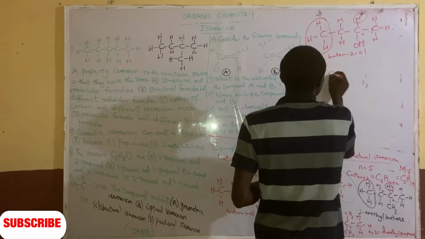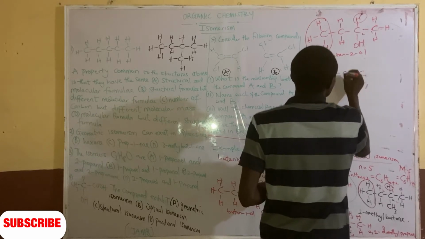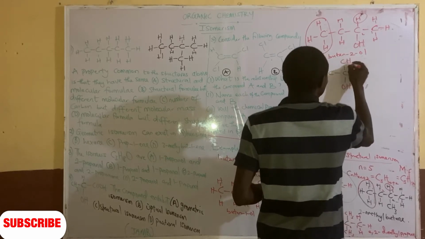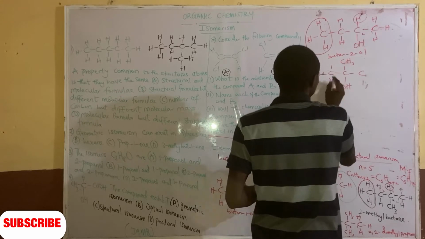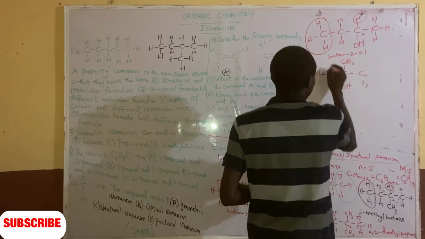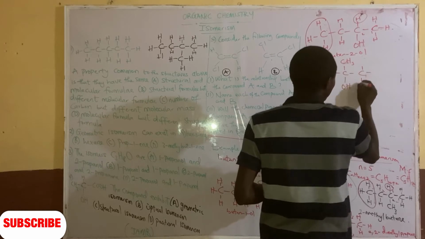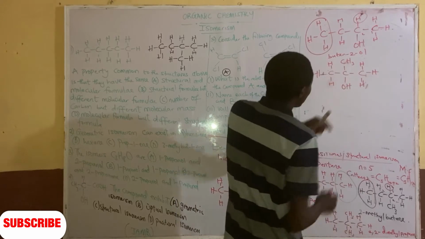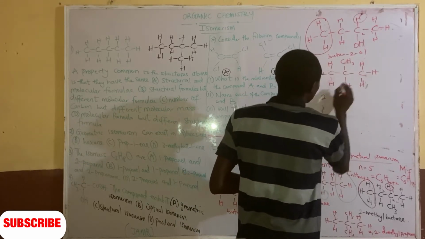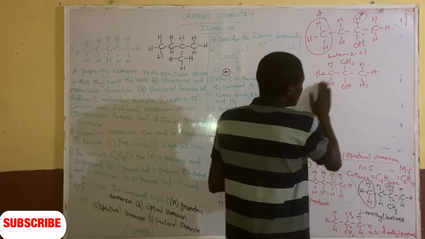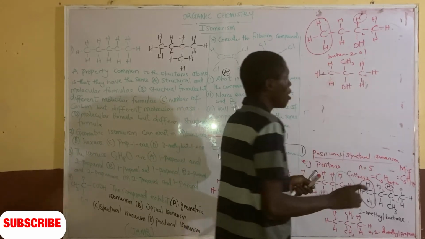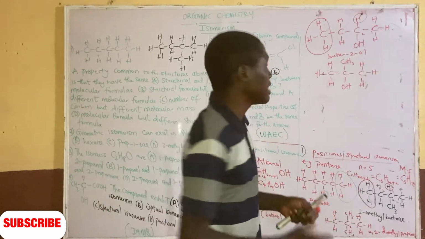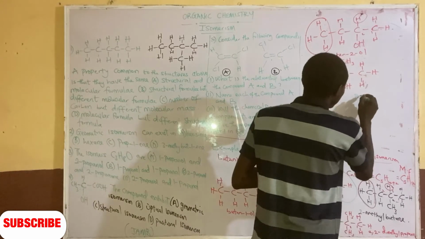So we have OH here, we have CH3 here, and we have H. Now if I want to name this one, look at this. My parent name: 1, 2, 3. How many carbons am I having? I'm having 3 carbons. So with OH, the parent name is propanol.